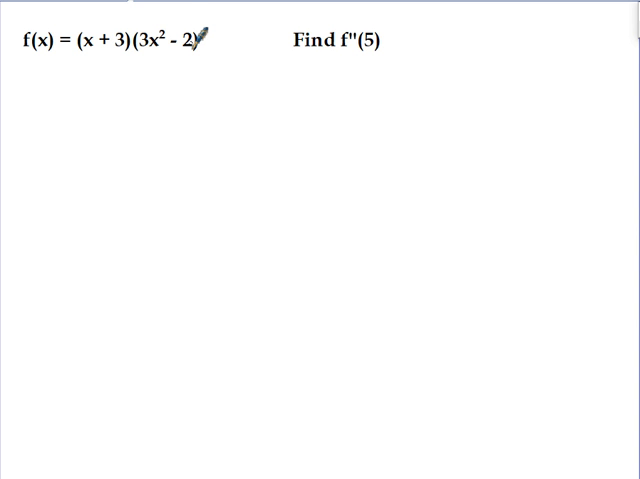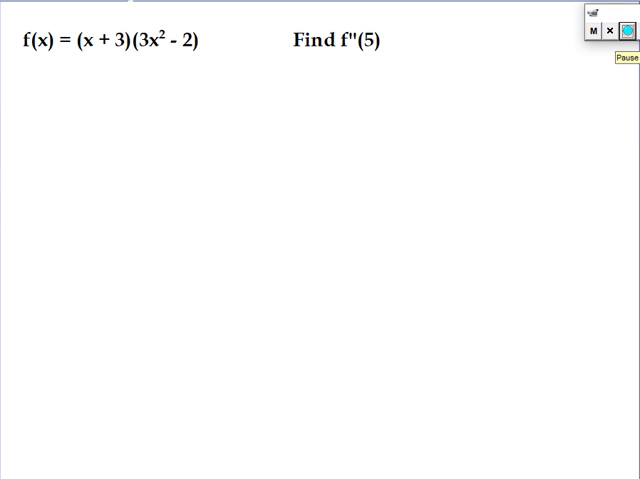I'm going to show you both ways after I give you a chance to try it yourself, but whichever way you feel more comfortable doing it. So you can FOIL first and then take the derivatives, or just leave it like that and use the product rule and take the derivatives that way. It's up to you. So find the second derivative and then plug in 5. So go ahead and pause the video, give that a shot, and then we'll see how you did.